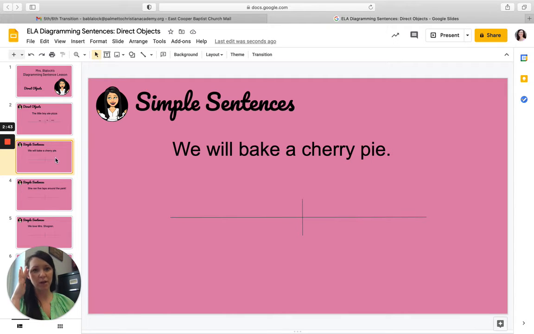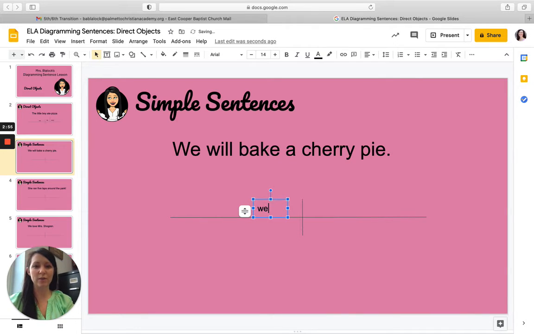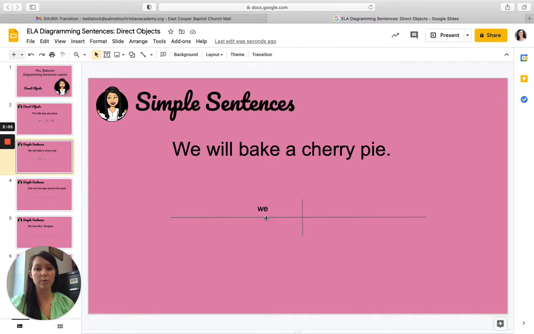So you got to think to yourself, start with a simple subject every time. Who or what, the one word this sentence is about. Think it in your head or say it out loud. The word is we. That is your simple subject. We is actually a pronoun. Pronouns take the place of other proper nouns, common nouns. And we is a pronoun.